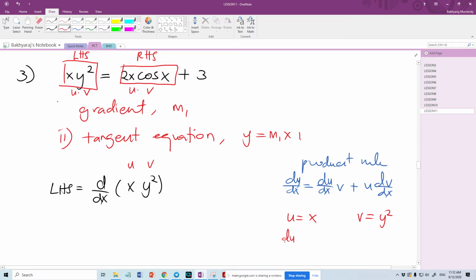So du dx is very simple. What's the answer? Du dx jadi, du dx is equals to apa? 1 dah. Okay, du dx ialah 1. What about dv dx? Correct. 2y saja ke?